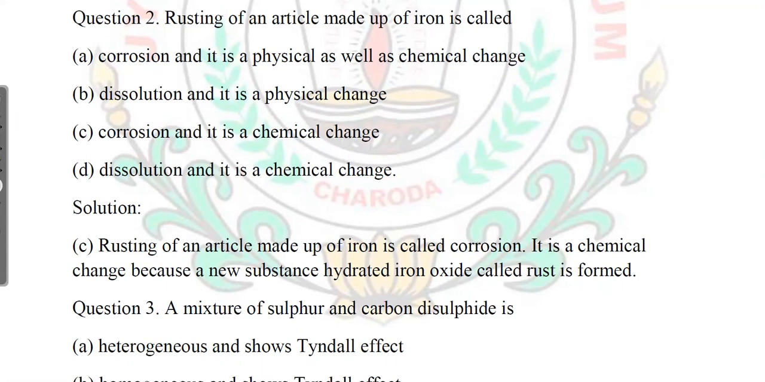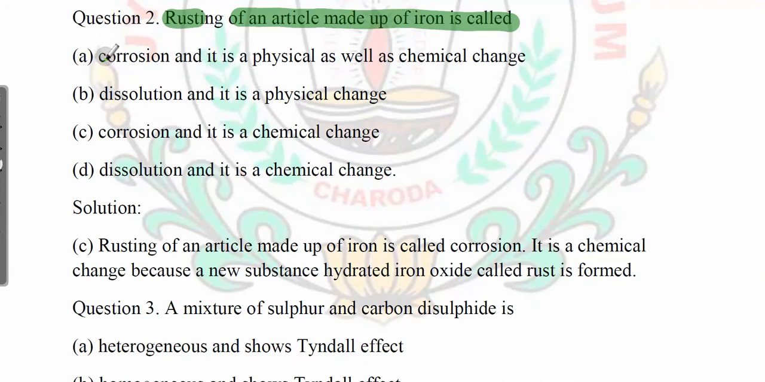Question number 2 is asking: rusting of an article made up of iron is called what? What is the rusting process? It is asking what that particular process is.